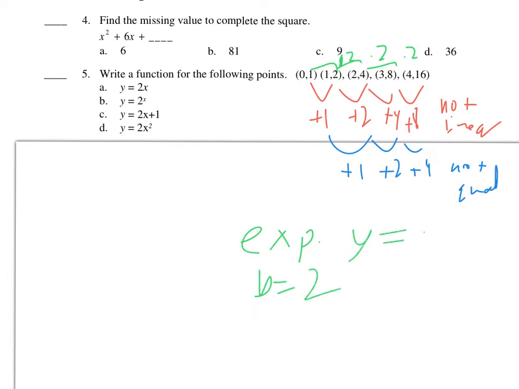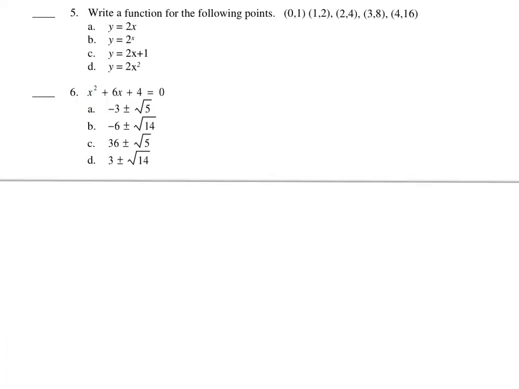Exponentials are always in the form y equals a times b to the x, and b is what's multiplying as we go along. A is always the y-intercept. It's where the y value is when x is 0, so a is 1. So I'm going to say y equals 1 times 2 to the x, and the answer is B. They didn't put the 1 there because it's multiplying by 1. It's irrelevant. All right, next up, number 6.